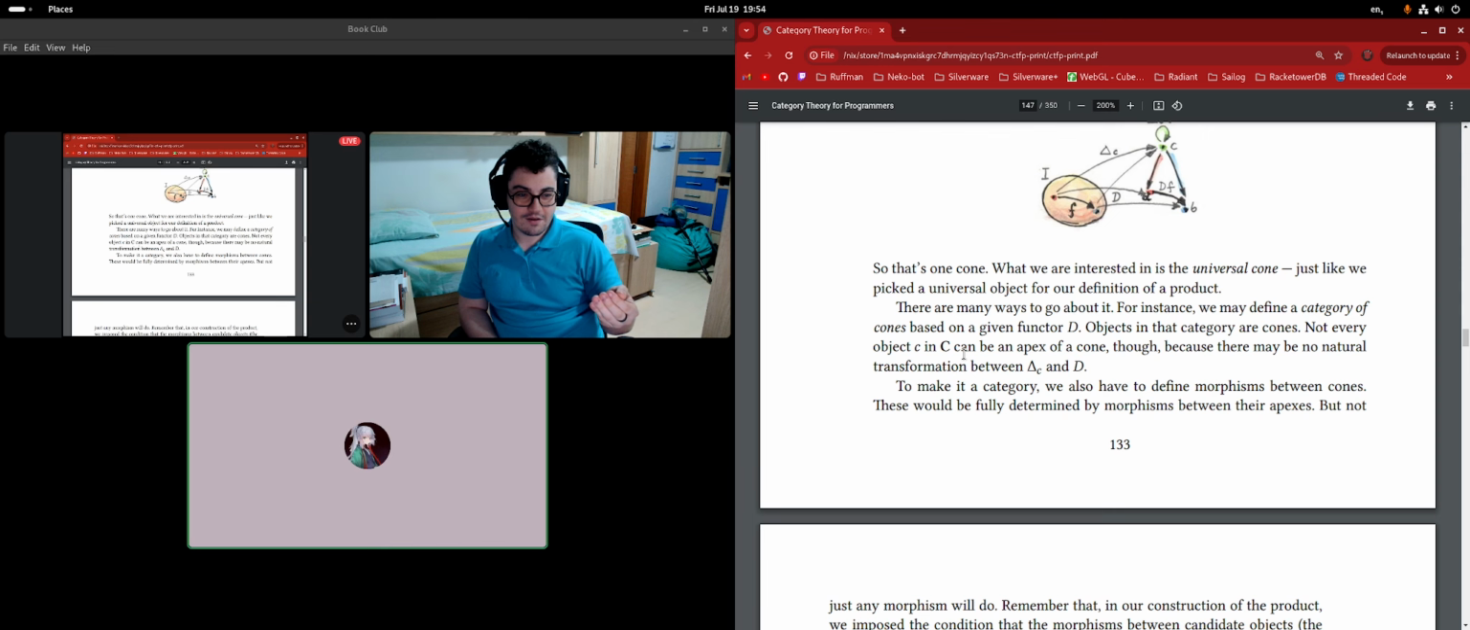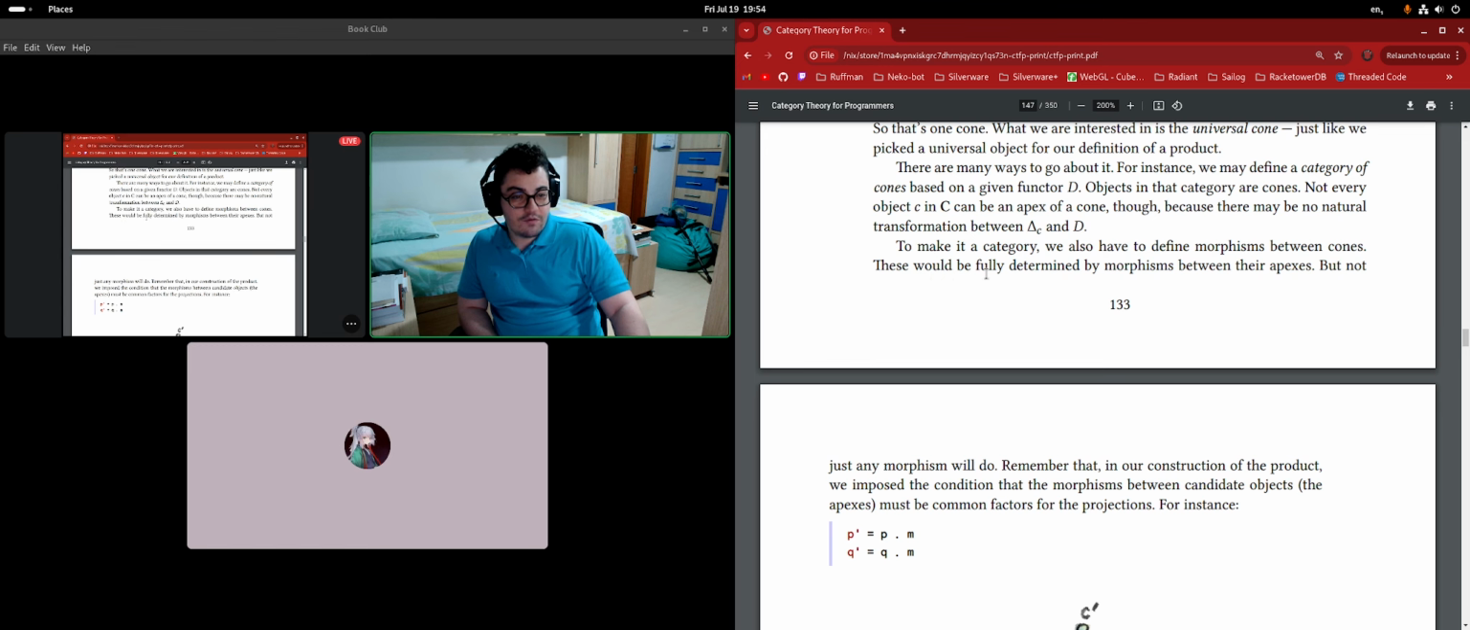Morphisms between objects are just morphisms. Morphisms between categories are functors, and morphisms between functors are natural transformations. What the heck are morphisms between cones? Maybe they don't have a special name, they're just called morphisms.